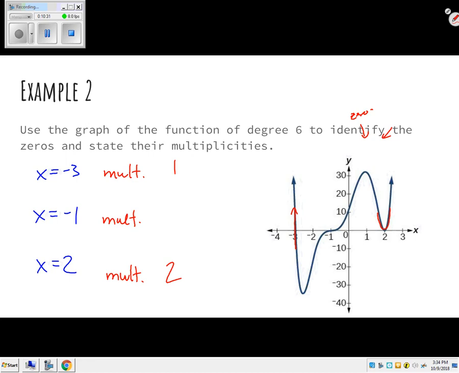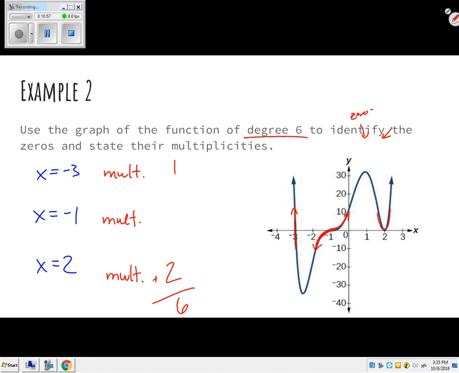Now, something weird happens at -1. Keep in mind the degree has to be 6, so if I add up all my multiplicities, I should get a total of 6. However, I see that it does cross it, so I'm first of all thinking odd number. But I have to go up a little bit higher than 1. Look at what this does right here at -1. It kind of snakes over it, right? Like a snake on a plane.